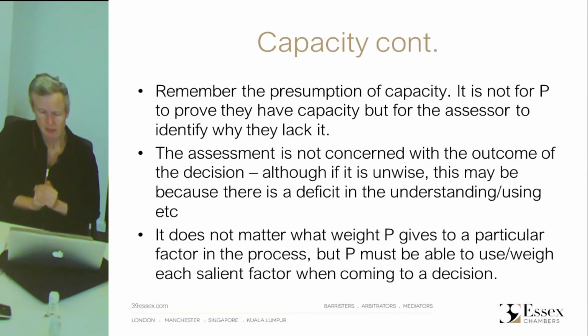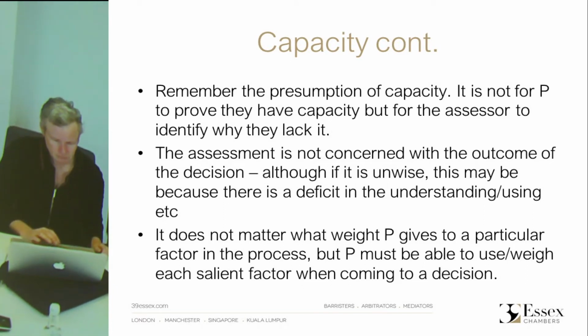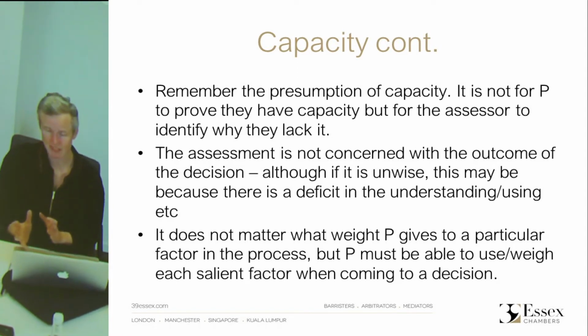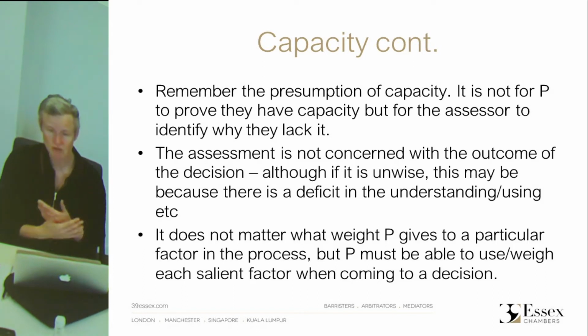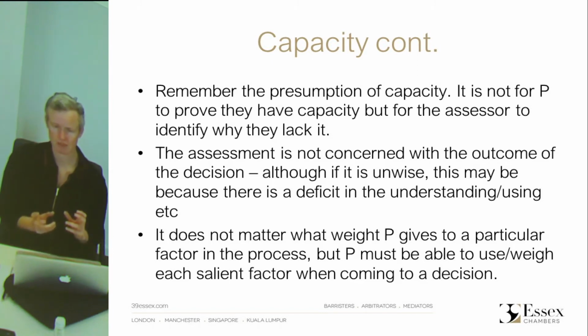Next slide. So we've got to remember that there is a presumption of capacity. So again, it's for the assessor to identify where the deficit is. You start with the assumption that everybody is able to do all of these things, and you have to evidence why you say a person cannot do it. And this is really important, the second bullet point. Assessing somebody's capacity is not concerned with the outcome of the decision that they make, okay?